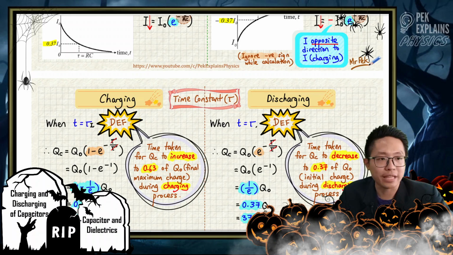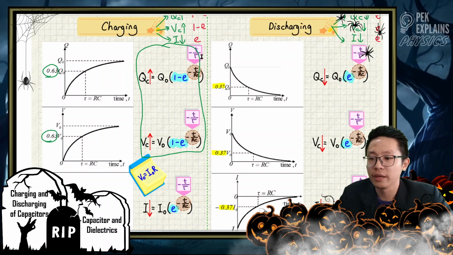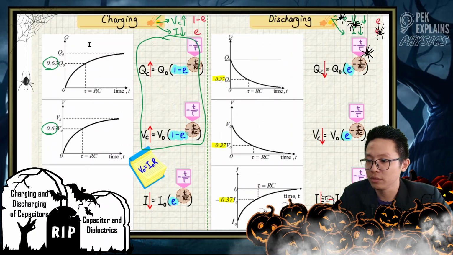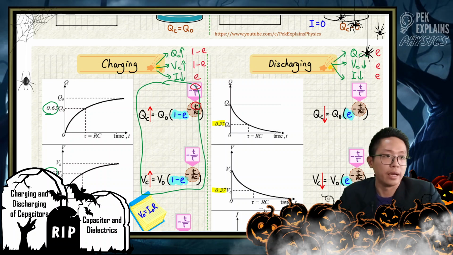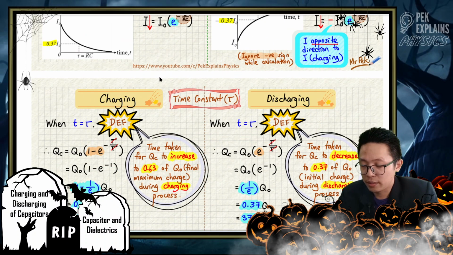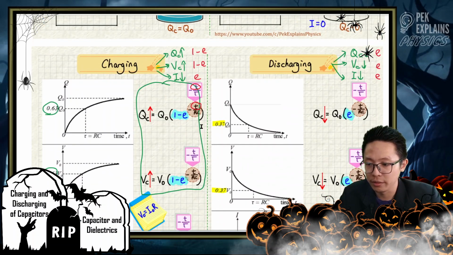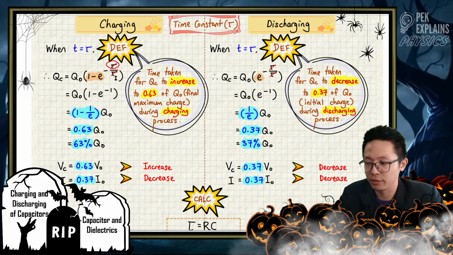Now when time equals time constant, what happens? That means I substitute the time here with the time constant. Below is already the time constant because it's RC. Below, RC is the time constant. So I substitute. This one is already the time constant.